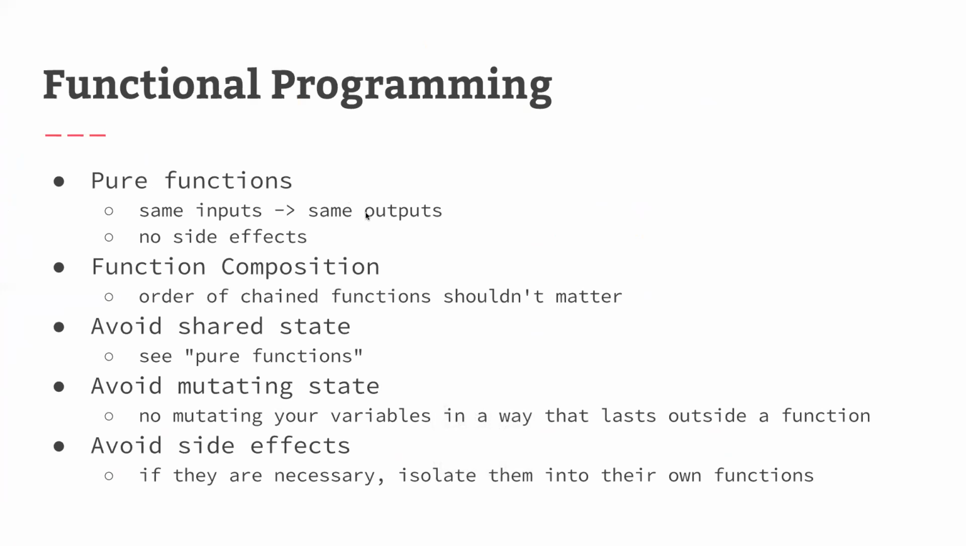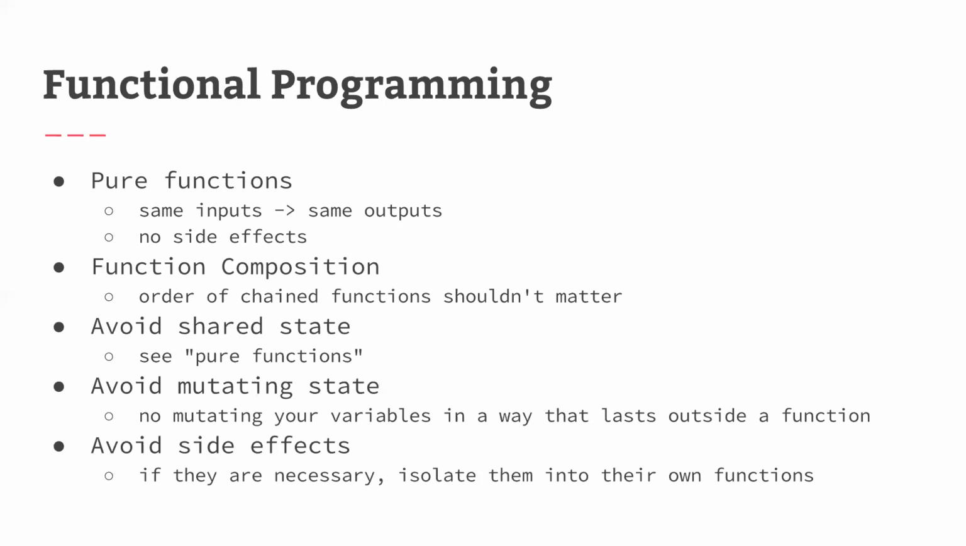Okay. All right. So again, you want to avoid any shared state, anything that functions share. So any global variable, or even a file, or a database. If you're doing pure functional programming, those are shared state between functions. You want to avoid mutating state. So if you're going to change variables at all, it should only be within a function.